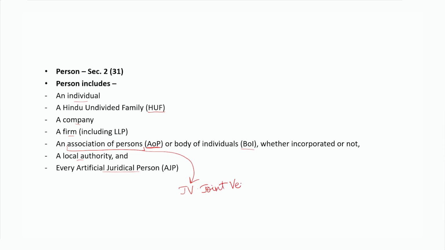And when you want to carry out this joint venture, you want to get more people on board. So let's say for example, you've got a company coming together and then you've also got a firm coming together, right? Both of these together for that joint venture are forming nothing but an association of persons, okay? Similarly, we have this concept of body of individuals wherein there are many people who come together, okay?